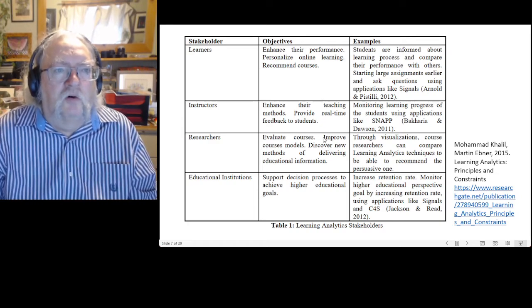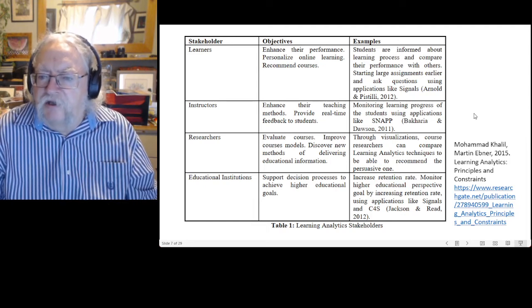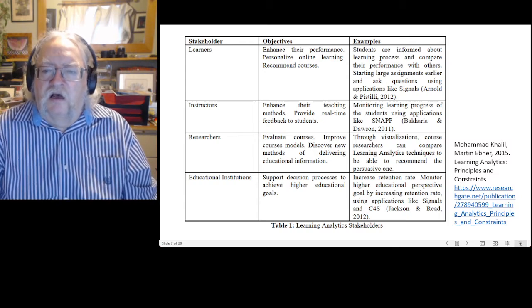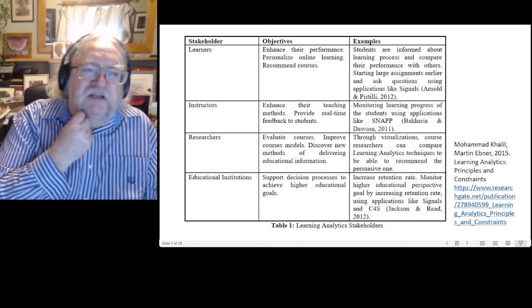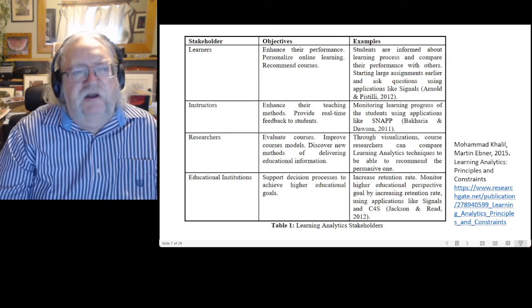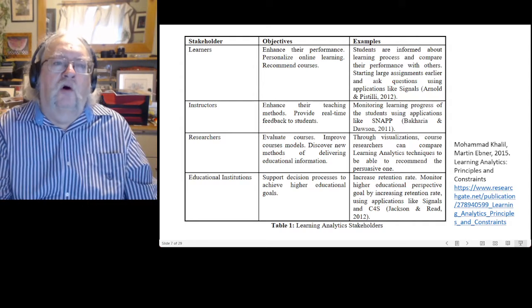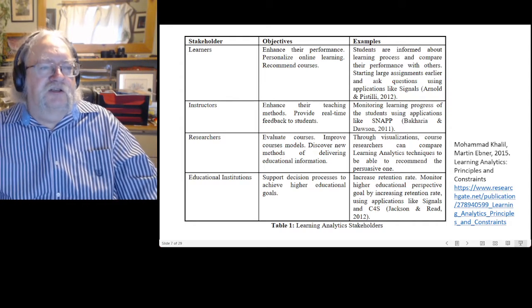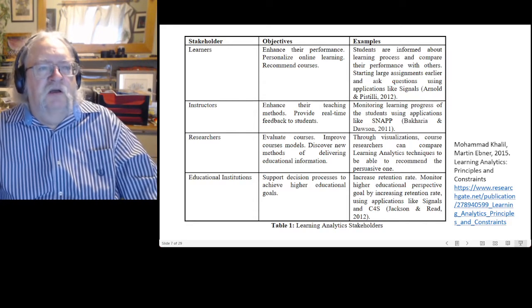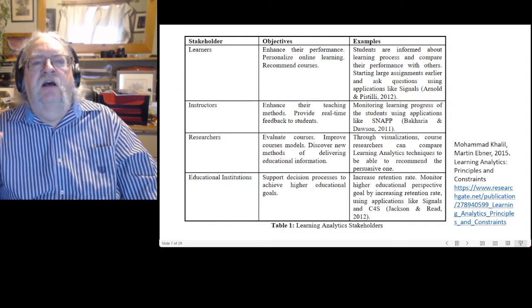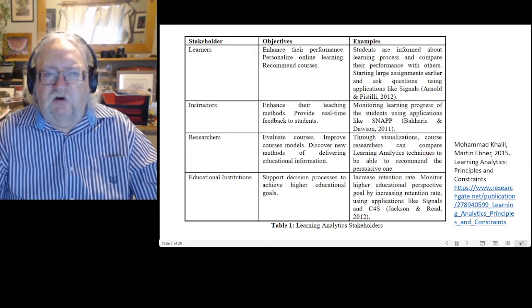Looking at the stakeholders in AI is Mohamed Khalil and Martin Ebner, who in 2015 created this map of stakeholders. And this is more specifically applied to the learning analytics context. And they identify four major groups of stakeholders by their role in the system, specifically learners, instructors, researchers, and educational institutions. I think it is relevant to identify those four layers because their objectives and the roles that they play in the design of AI and analytics are going to be very different.